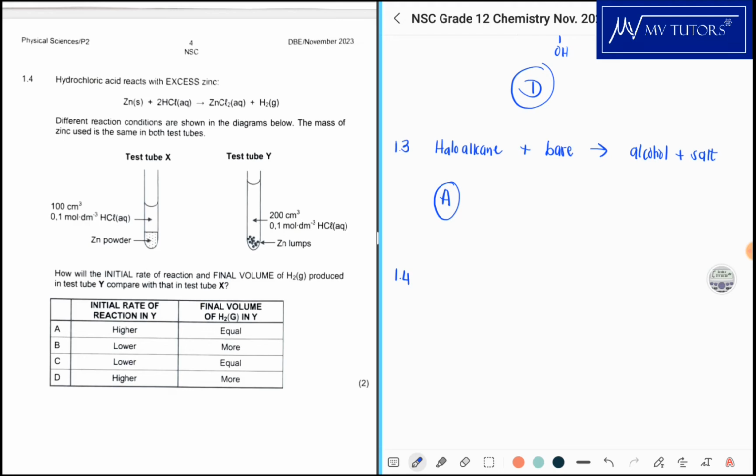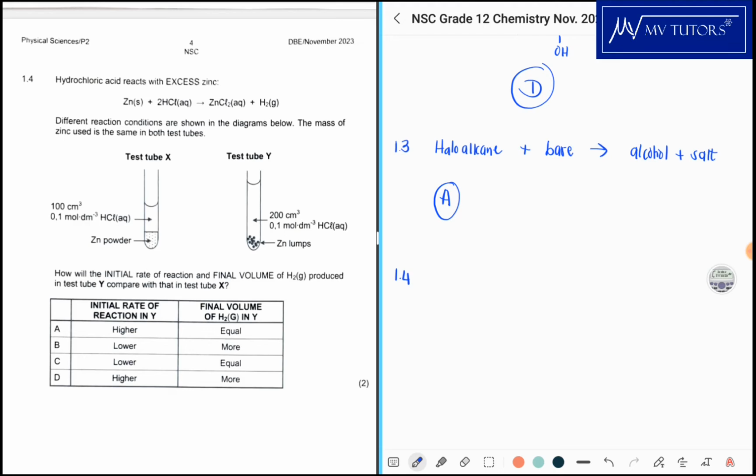Now it says different reaction conditions are shown in the diagrams below. The mass of zinc used is the same in both test tubes. Okay, that helps. For test tube X, we have a volume of 100 cubic centimeters and a concentration of 0.1, and the zinc is powder. Test tube Y, we have 200 cubic centimeters as the volume, the same concentration as test tube X, and the same mass of zinc, but this time it's in lumps. So now the question is, how will the initial rate of reaction and final volume of hydrogen gas produced in test tube Y compare with that in test tube X?